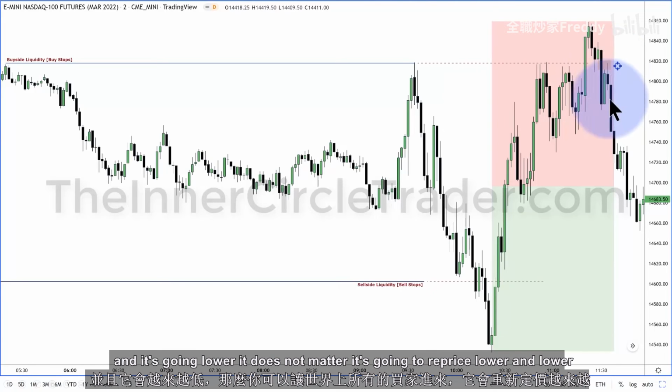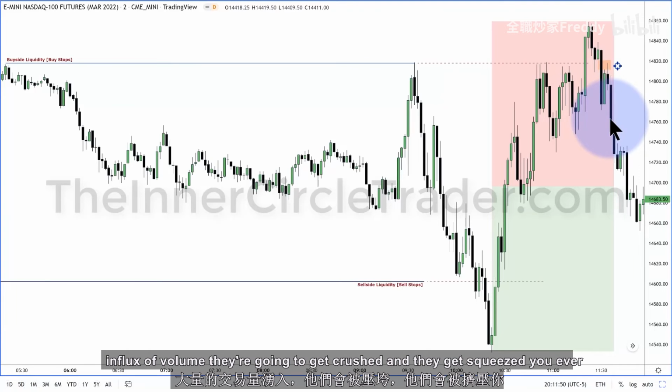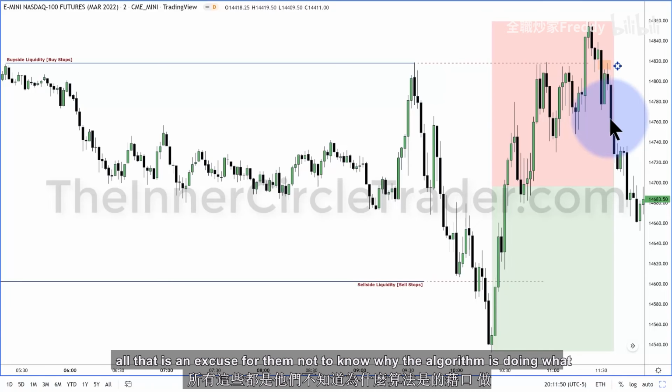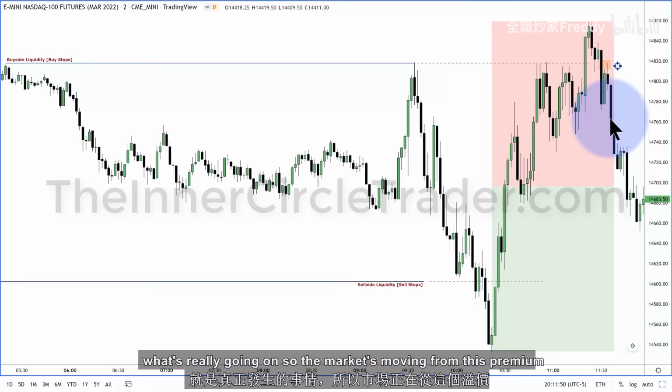It's going to reprice lower and lower and lower. And then what will happen is those buyers that may come in with a huge influx of volume, they're going to get crushed and they get squeezed. You ever hear that term, oh, this is a bear squeeze, this is a bull squeeze? All that is an excuse for them not to know why the algorithm's doing what it's doing. That's it. That's all it is. It's an out. Okay? I'm telling you, this is what's really going on.